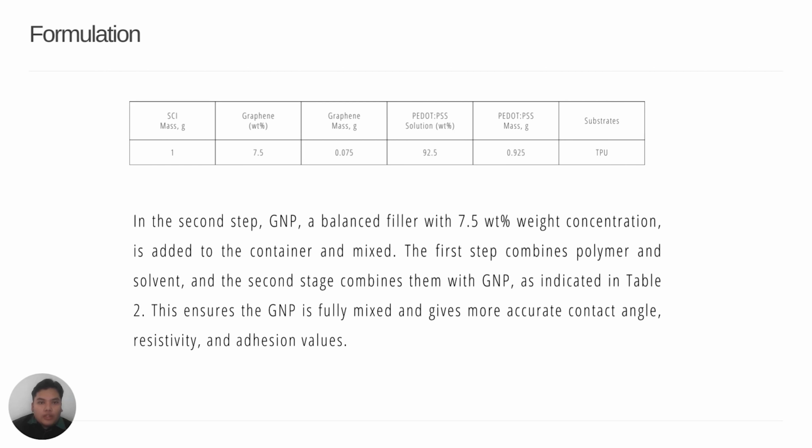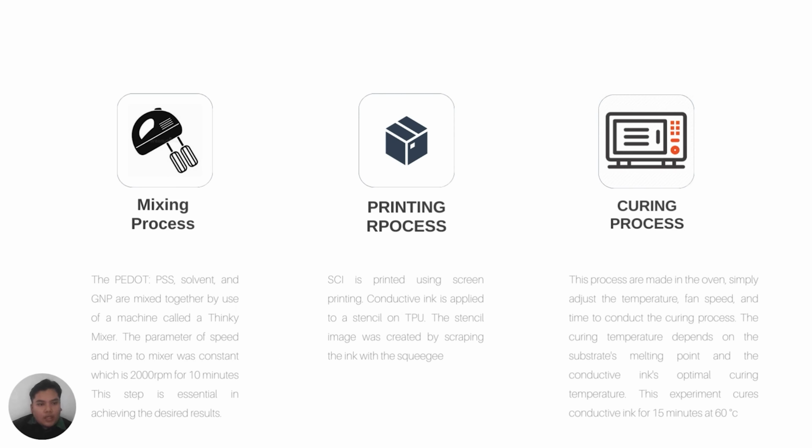For the conductive filler, we choose graphene nanoplatelets. Graphene nanoplatelets are used as a nanofiller particle to improve the characteristics of polymer composites such as thermal, electrical, and mechanical properties. Graphene is also considered a good electrical conductor. For the mixing process, the PEDOT, solvent, and graphene are mixed together using a machine. The speed and time were constant at 2000 rpm for 10 minutes.